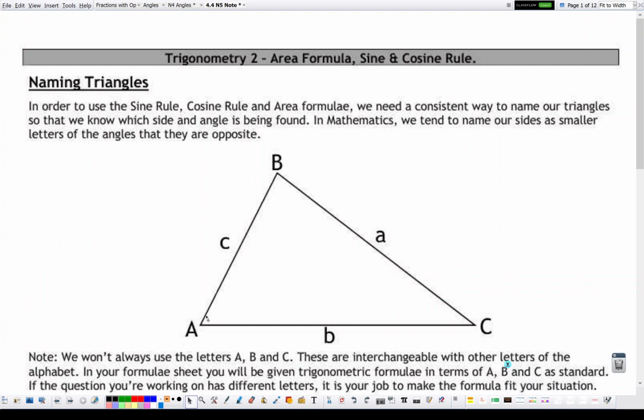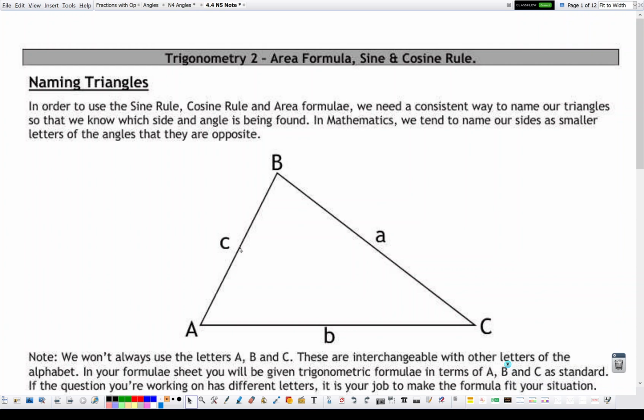But if we look at this just now, you can see that at the corners, at the vertexes where the angles would be, we have capital letters. And if you are standing at those angles and those corners and you go to the opposite side, you will see the same letter but in lowercase. So if we're standing at angle A and we go across the triangle, we get to side A. If we're standing at angle capital B, we go across the triangle and we get to side B. If we stand at angle C and we go across the triangle, we get to side C.